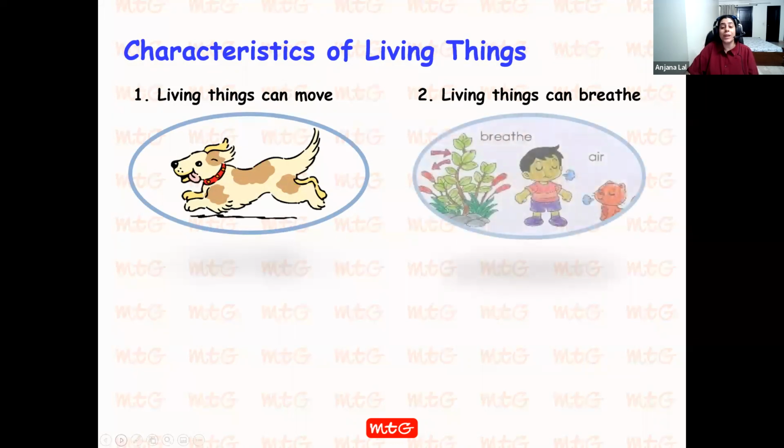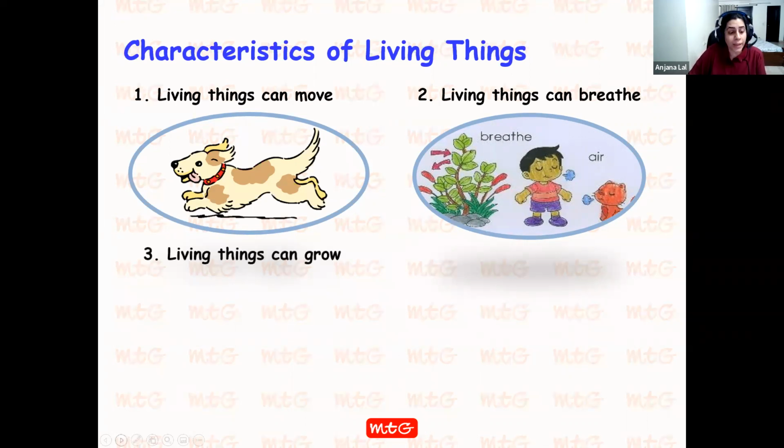Living things can breathe. What do humans breathe? Oxygen. Yes, very good, Arjun. Arunima, what do animals breathe? Oxygen. And what do plants breathe? Carbon dioxide. Yes, carbon dioxide. Good job, Aditya. So plants and animals, we both breathe air. We take in air and we also give out air.